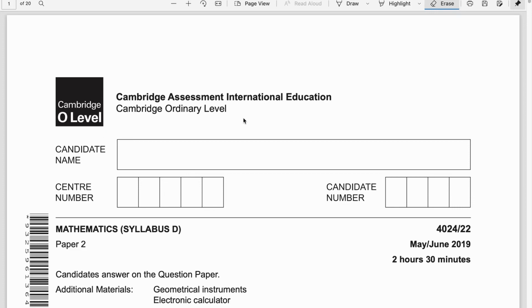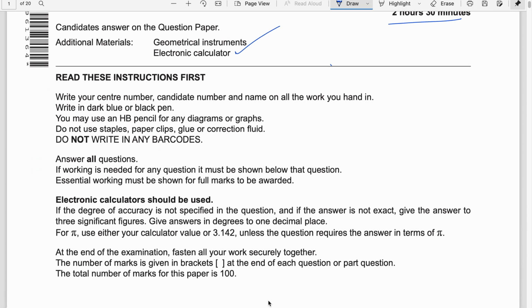This is Cambridge O Levels. Subject is mathematics, Paper 2, variant 22, and session is May-June 2019. Time of paper is 2 hours and 30 minutes. Electronic calculators are allowed to be used.